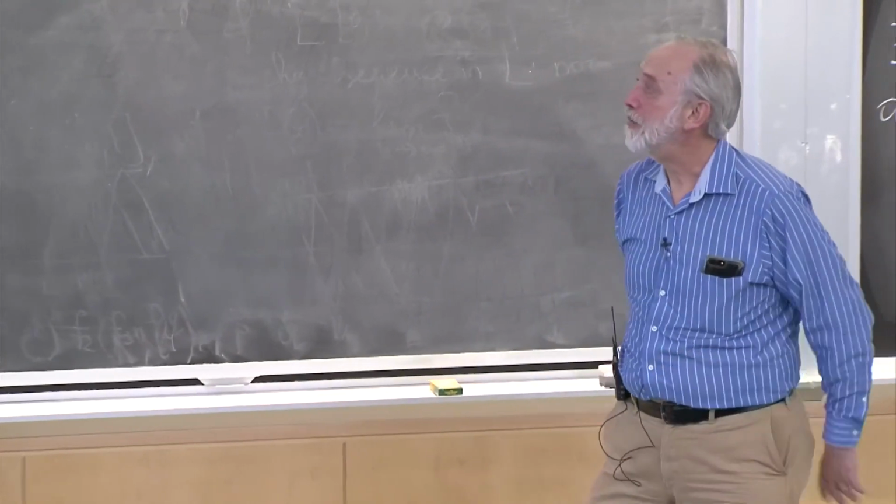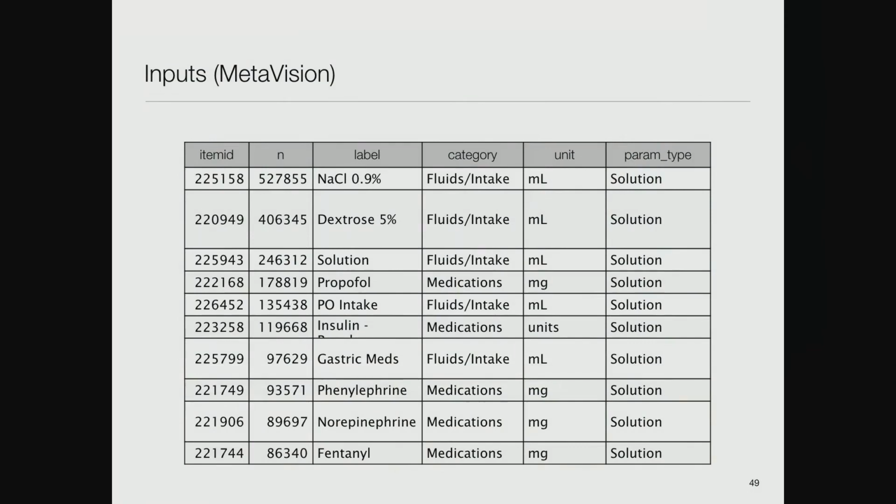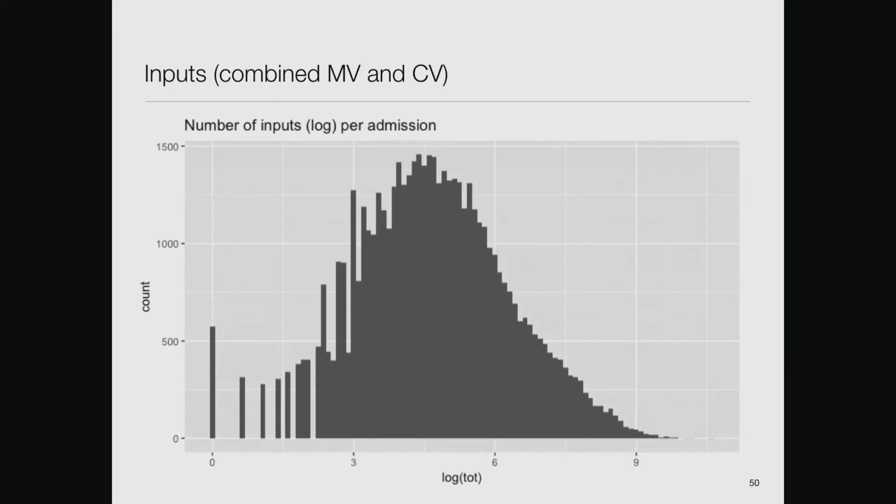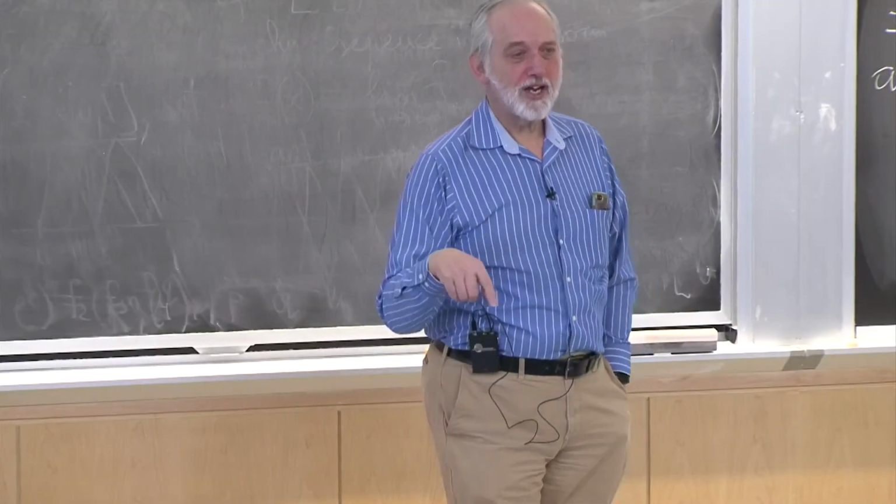MetaVision inputs are classified somewhat differently, but they have similar kinds of data. And if you combine them, you get, again, a distribution on a log scale that shows that there are on the order of 10 to the 5th input events. So quite a few input events, because this is recorded periodically. Now, the paper that, yeah.